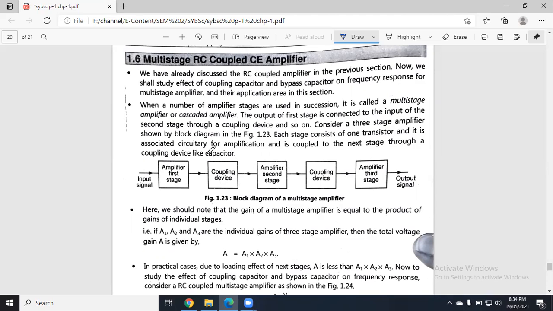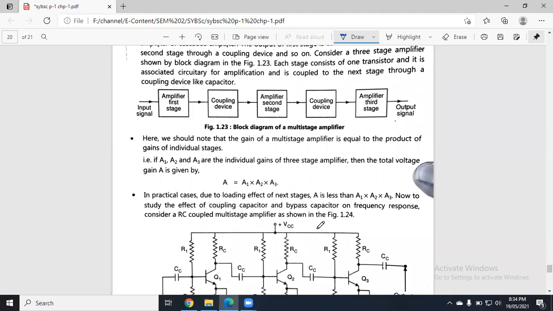Now we will see the multi-stage amplifier, or we can call it a three-stage amplifier. Why? Because we have three different amplifier circuits. See here, input signal, first amplifier stage. After that, output of first amplifier is connected to the input of the second amplifier via coupling device. Same happens with the second and third. There is a coupling device in between, and at the end of this, we are going to get the output signal.